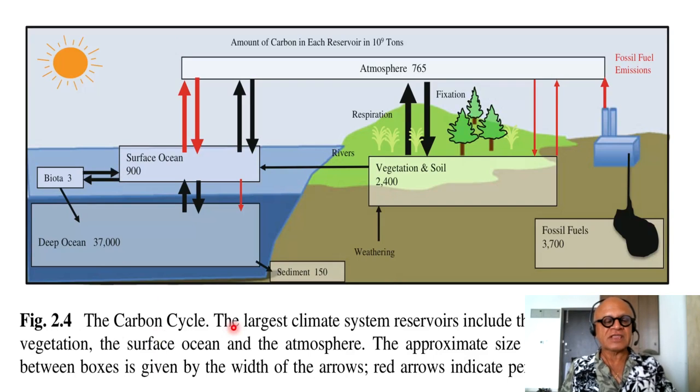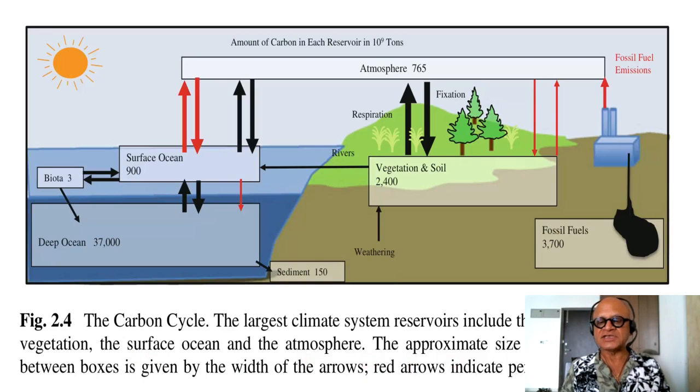So you will find thousands of cartoons, schematics of the carbon cycle. I'm starting with the one in the book which says the largest climate system reservoirs include the deep ocean, where carbon and heat can stay for a long time through the thermohaline circulation, for example, that we talked about, and the sequestration of carbon that sinks out of the circulation into the sediment. Soil and vegetation also are significant sinks. The surface ocean and the atmosphere, of course, are involved.